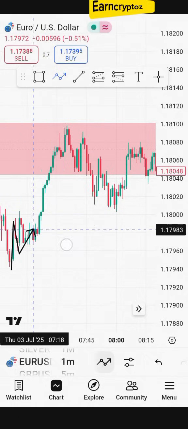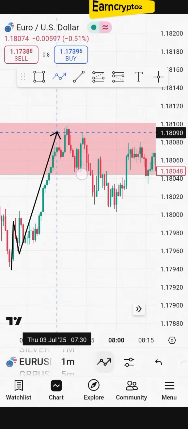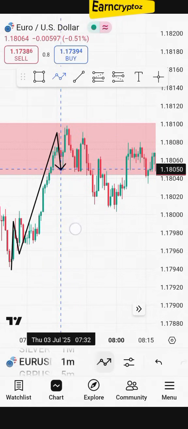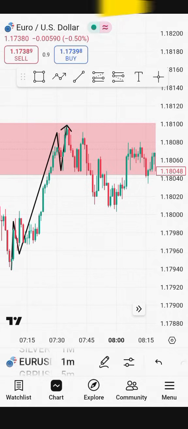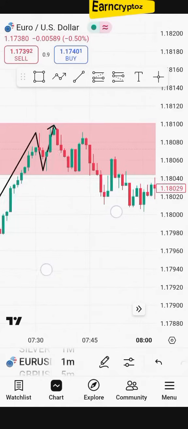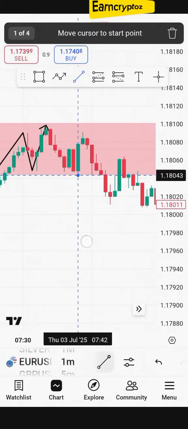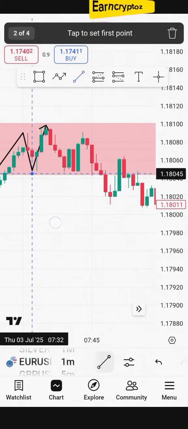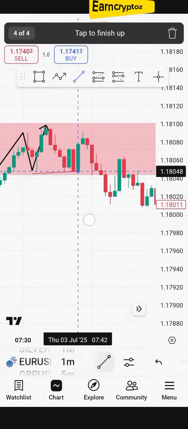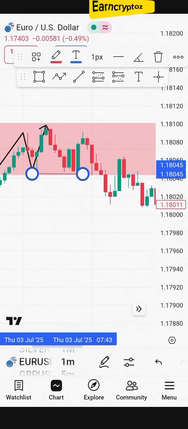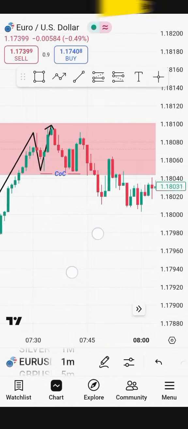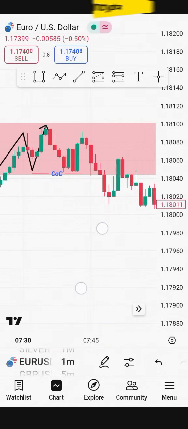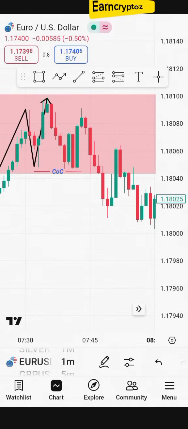Okay, so this is the impulse, the impulsive move that led into the point of interest, and you can see the last valid pullback. And you will see the move that took out the last valid pullback, which used to be inducement but now is change of character. Price came back and took it out, so we can now see that we have a change of character.